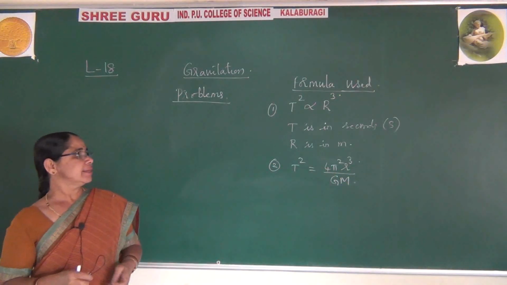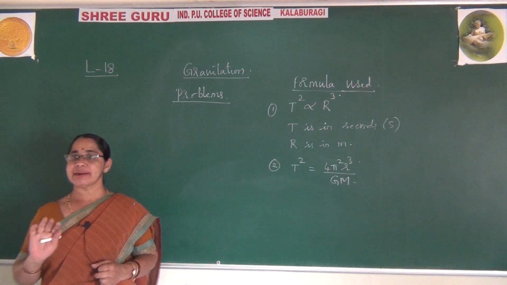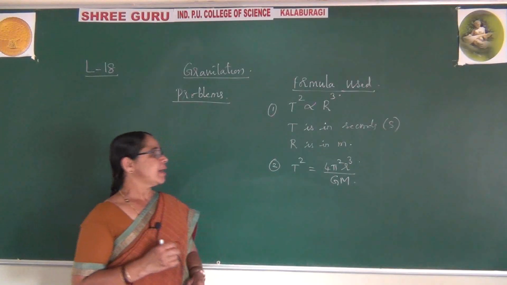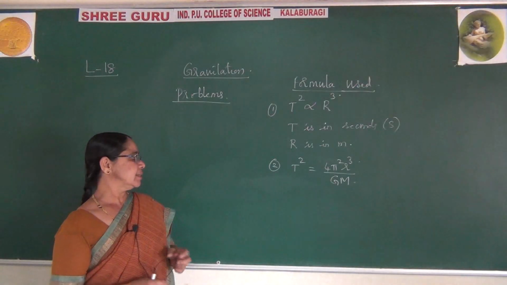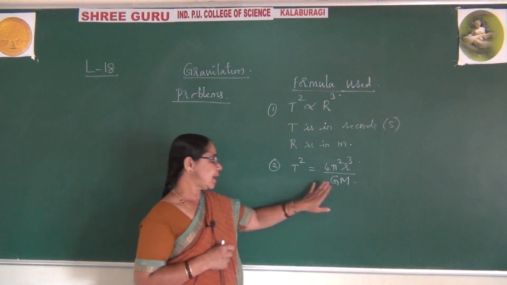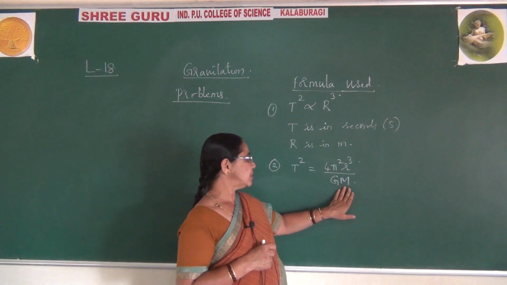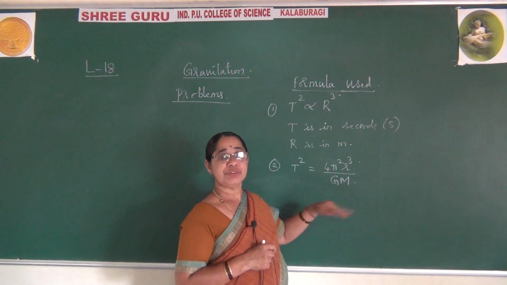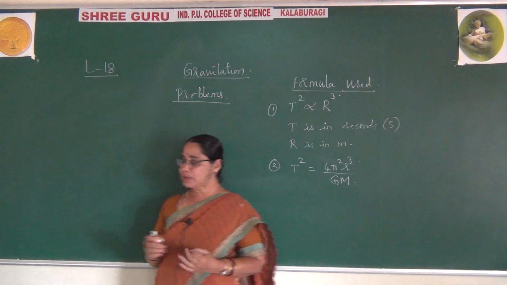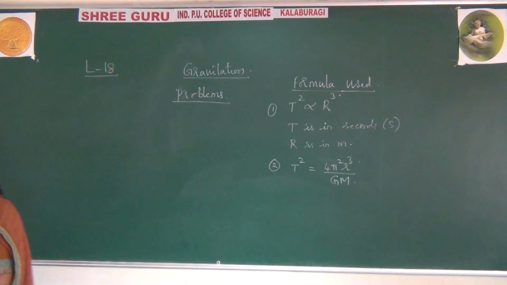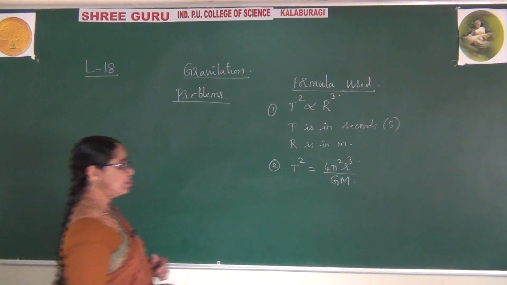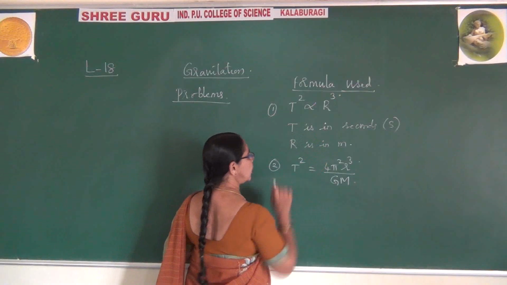What do you mean by this? T is the time period, R is the distance, G is the gravitational constant, and M is the mass of the planet. Whenever you want to say the mass of the planet, it is always expressed in kgs. Mass of the planet is expressed in kgs. And at the same time distance is measured in meters, as you already know.